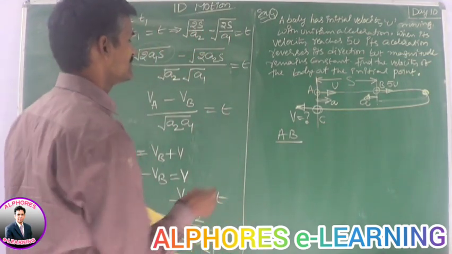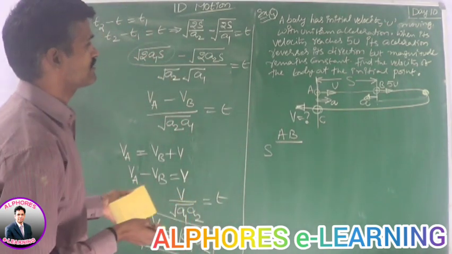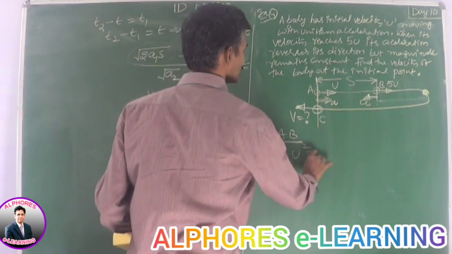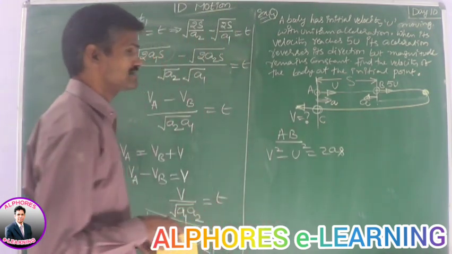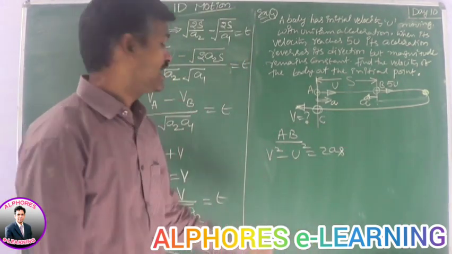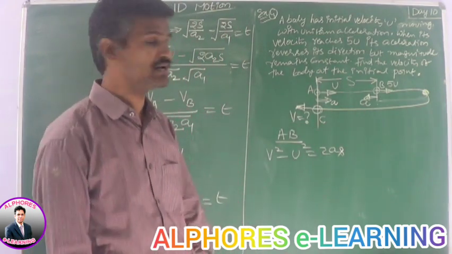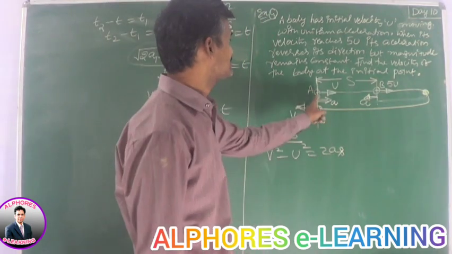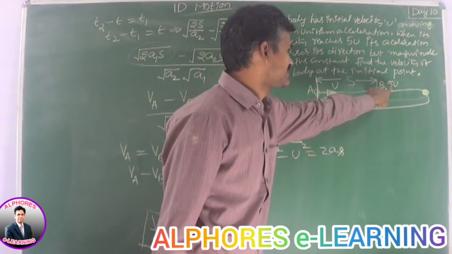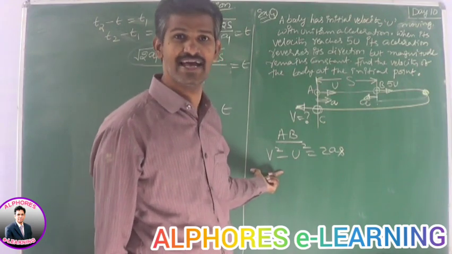For the AB journey, the distance travelled s is equal to... we don't know the time. So I am using v square minus u square is equal to 2as. Why am I using v square minus u square equal to 2as? Why am I not using s is equal to ut plus half at square? To use s is equal to ut plus half at square, we have to know the time. But the time is not given in the problem. They gave u and v. V is 5u, u is u. That is why I am using v square minus u square equal to 2as.